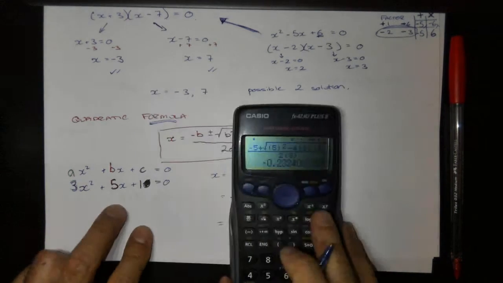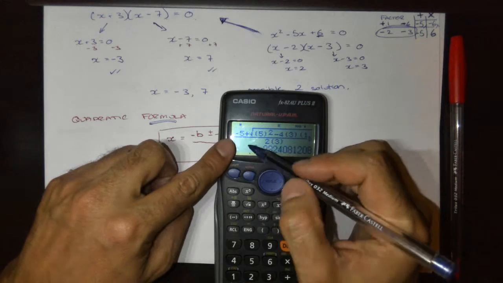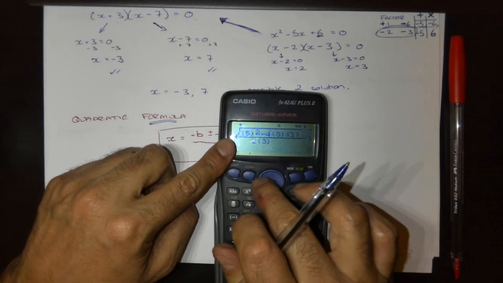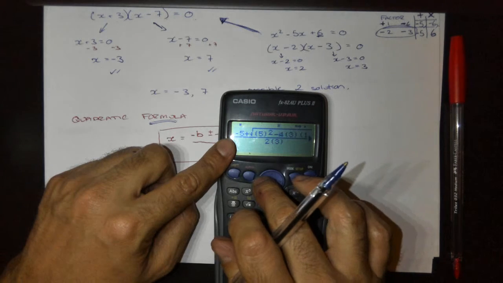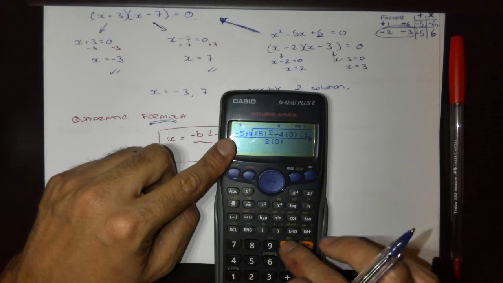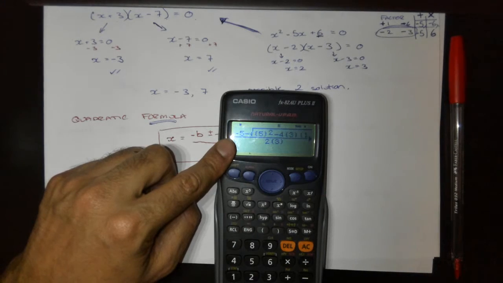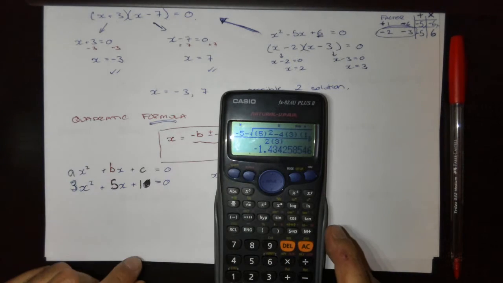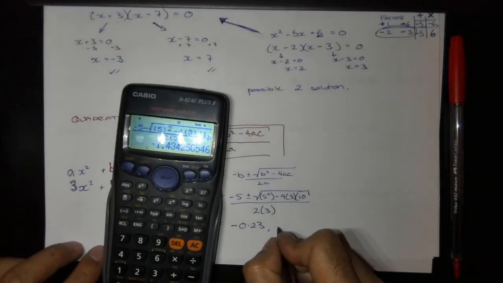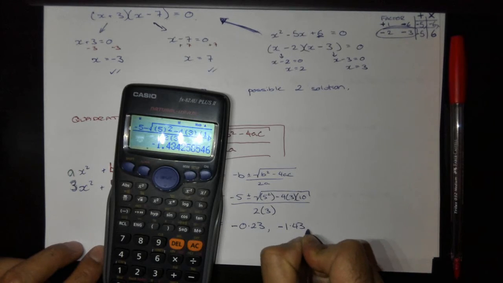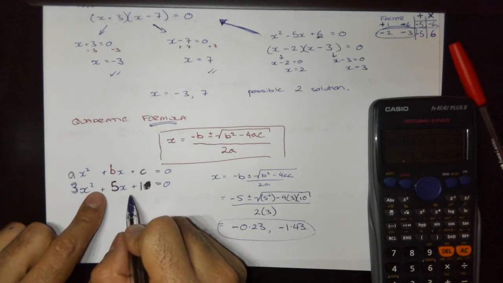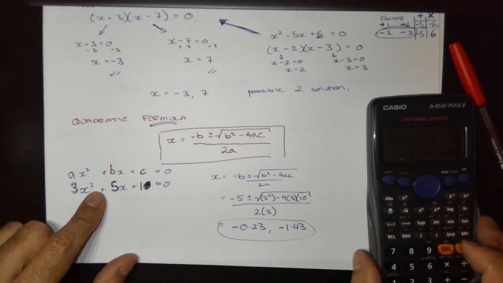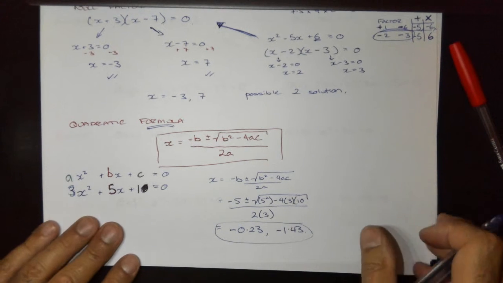Now let's go back and change this plus into a minus, because we said it is plus or minus the square root. If we go to the minus, we change that, it goes subtraction, and we get negative 1.43. And that's the solution for this problem. We'll do another example later on.